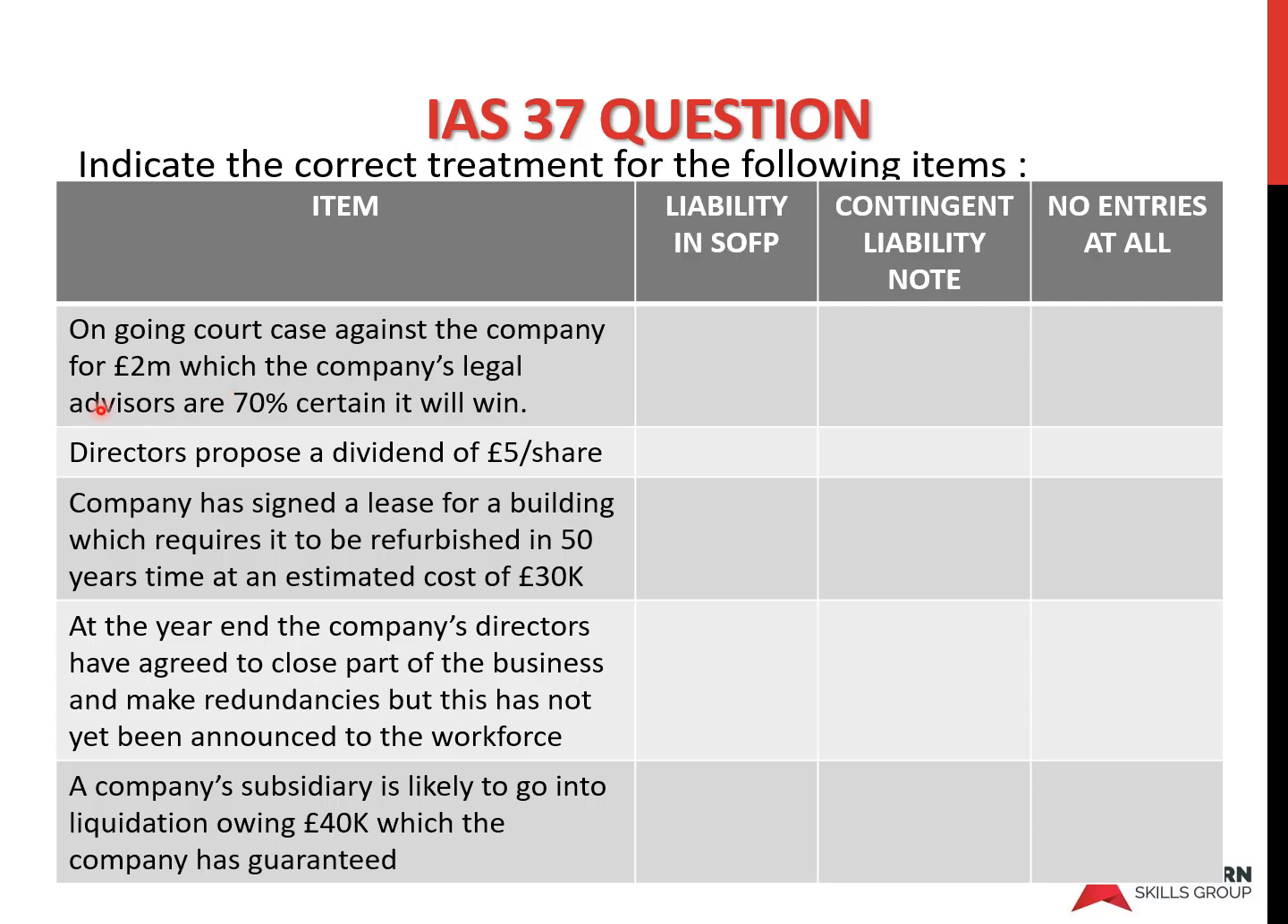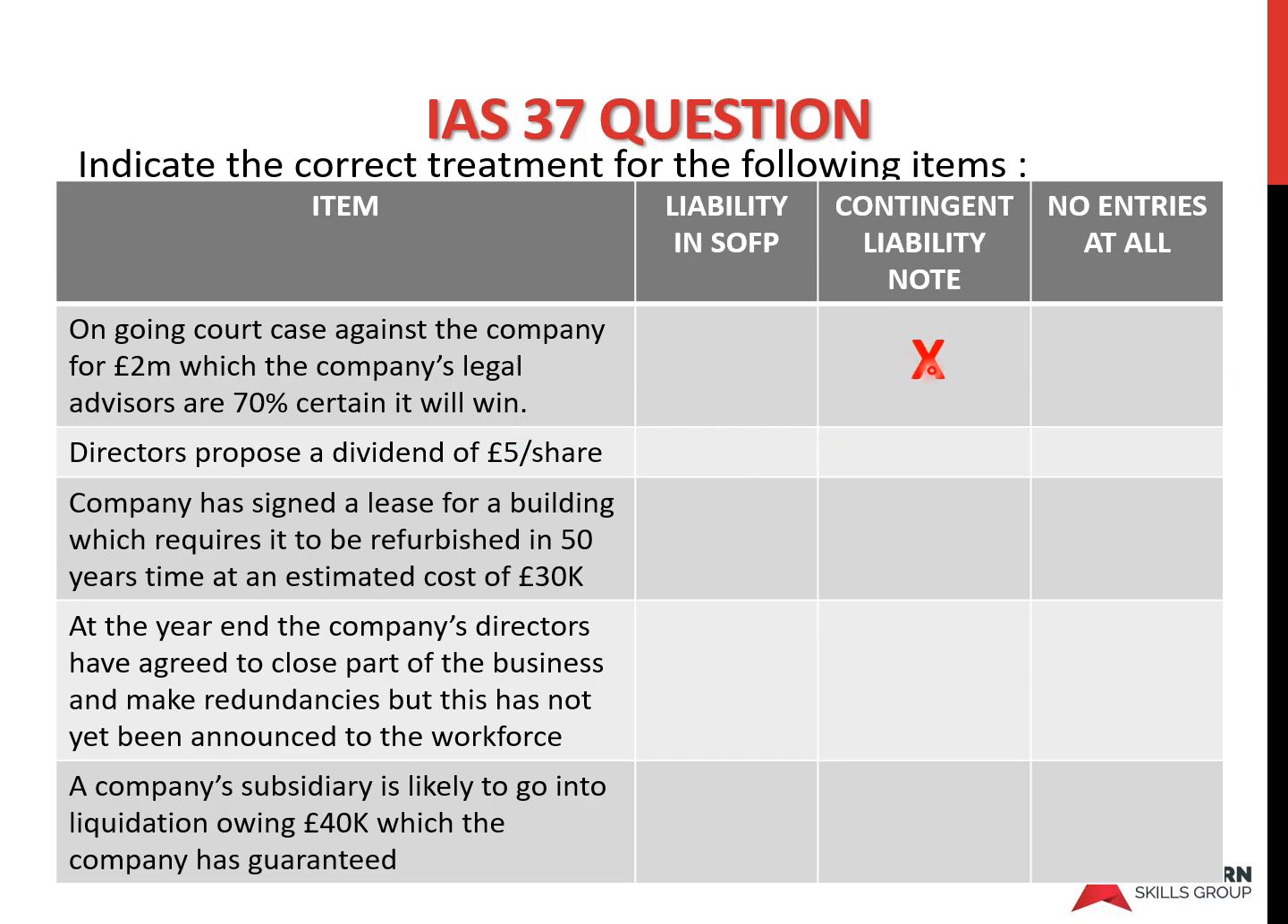So if we have a look at the first item, there's an ongoing court case, and if we lose the court case, it's going to cost us £2 million, but our advisors think that it's 70% certain that we'll win the case. Now, there's a potential legal obligation, and the court case is a result of something that's happened in the past, but based on current information, it's unlikely that the result of that is going to be an outflow of funds from the company.